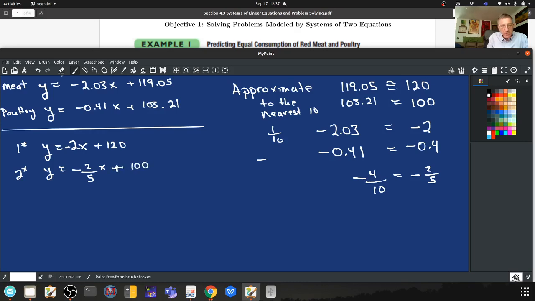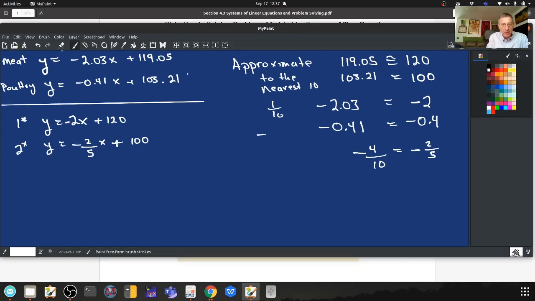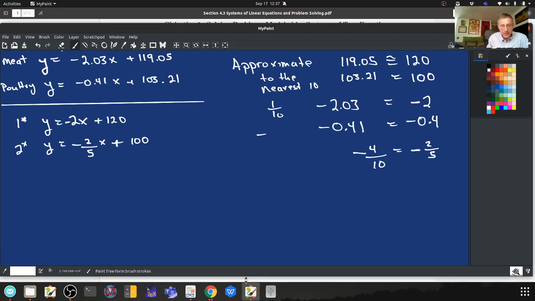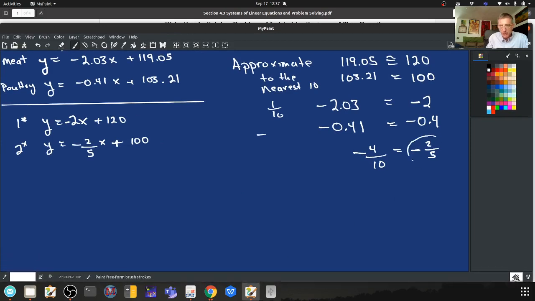And what is the first thing I'm going to do now? I don't want to deal with decimals, so I turned it into a fraction. And now I don't want to deal with fractions. So for number 2, I'm going to rewrite differently. For number 2, this equation, I'm going to multiply both sides by the denominator.